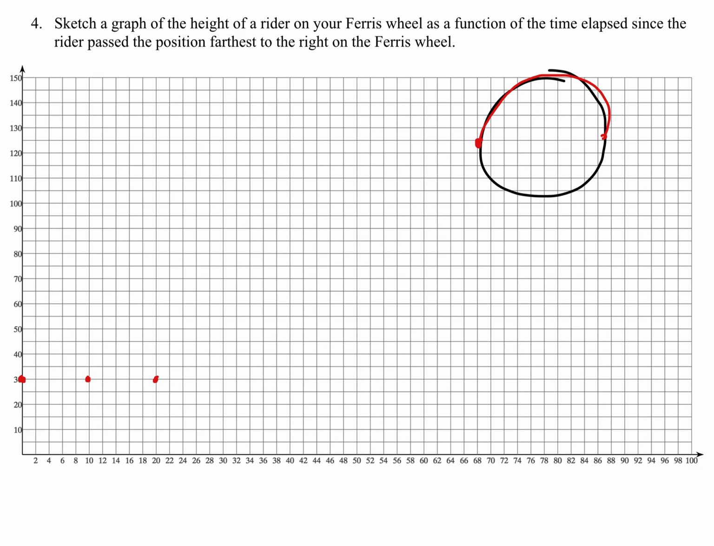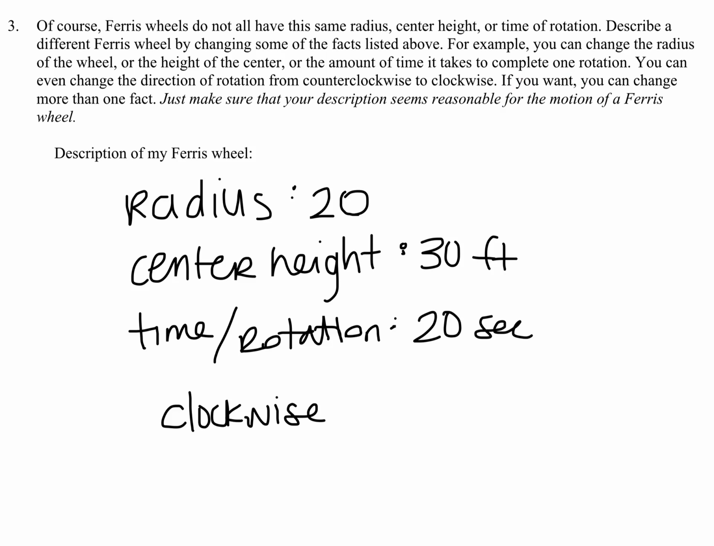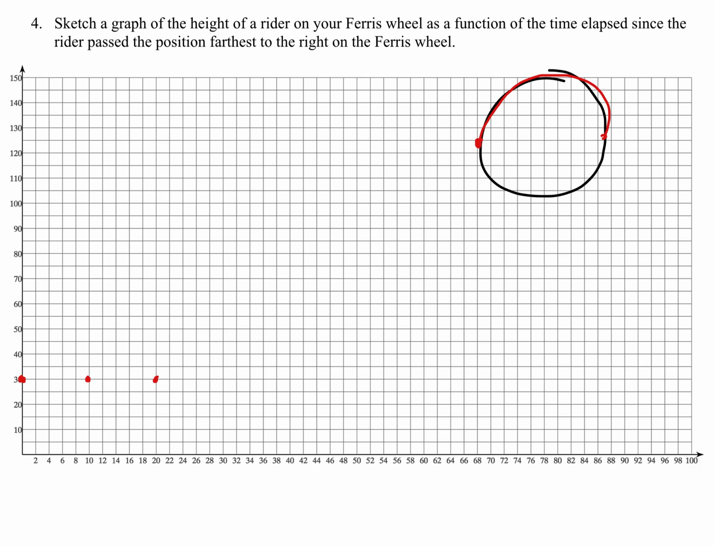So 10 seconds, which I already put on there. And then if I go a quarter of the way around the circle, I'm at my highest point. So at 5 seconds, I am going to be 20 feet up. So I go up 20 is 50, except I'm going clockwise. So I'm actually going down to 10. I would come back up to 30. At 15, I would go up to 50. And then I just repeat this.